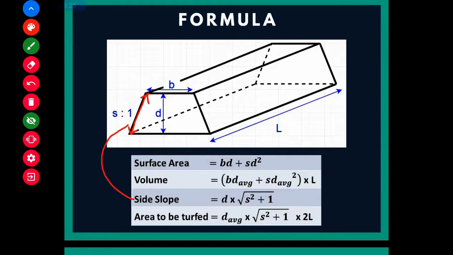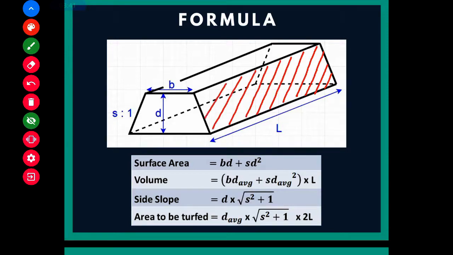And the last one is the area to be turfed. Basically, the area to be turfed is the slope that we need to protect for stability. In normal practice, we can plant grass or cover it with concrete so that this area is stable and to avoid landslide. The formula is D average times the square root of S squared plus 1, multiplied with 2L.